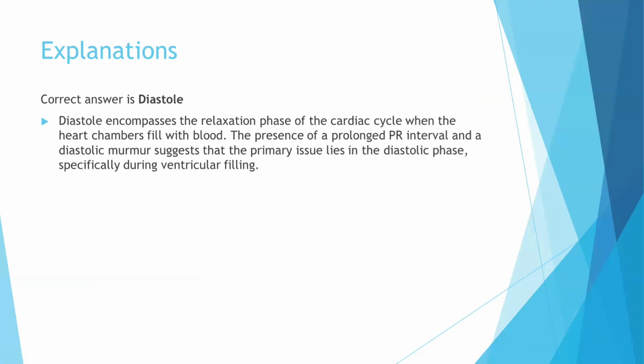So the diastole encompasses the relaxation phase of the cardiac cycle when the heart chambers fill with blood. The presence of a prolonged PR interval and a diastolic murmur suggests that the primary issue lies in the diastolic phase, specifically during the ventricular filling phase.